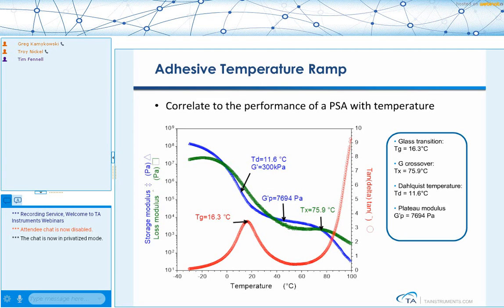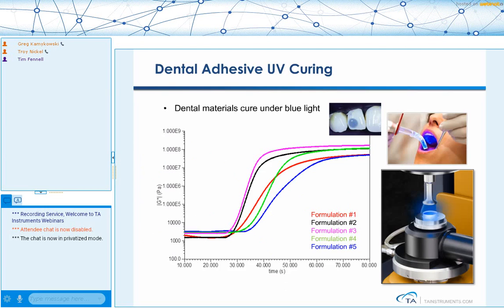So we can have this Dahlquist temperature that I believe is where G prime is 300 kilopascals. We have this plateau modulus for our material, and then we have this crossover point where the storage modulus finally goes below the loss modulus, and now it's essentially a thermoplastic melt. So those are things that enable us to quantify or we can specify certain properties of our adhesive material.